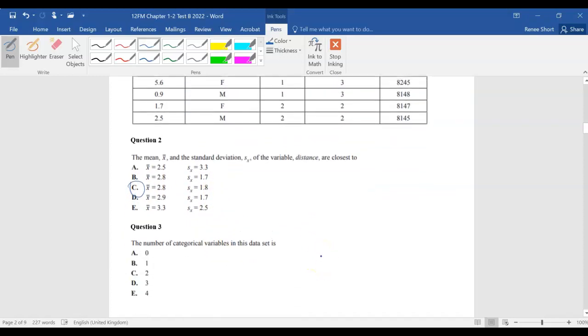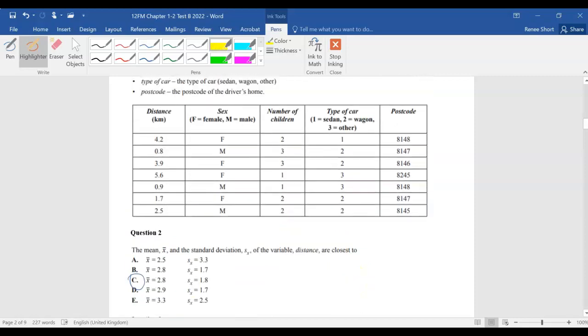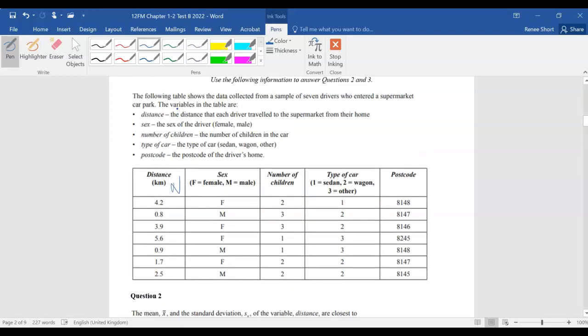Now, question 3 is a little bit of a doozy. It makes us think, and it asks us about the number of categorical variables in the data set. So I'm going to go up to the top of the table here and just work through each variable. Distance there is going to be a numerical variable. And if we think about the question, I'm asking you, how far did you drive to the supermarket? So that's numerical. Sex there, female, male, is categorical, and again the question would be, what is your sex? Number of children, how many children do you have, is numerical.